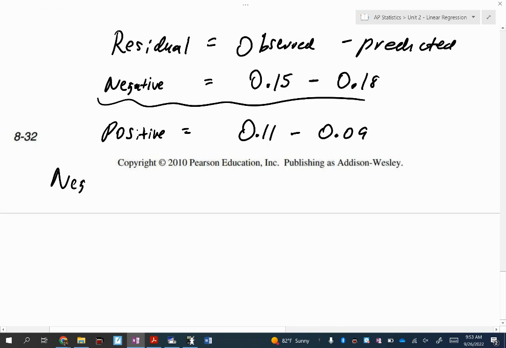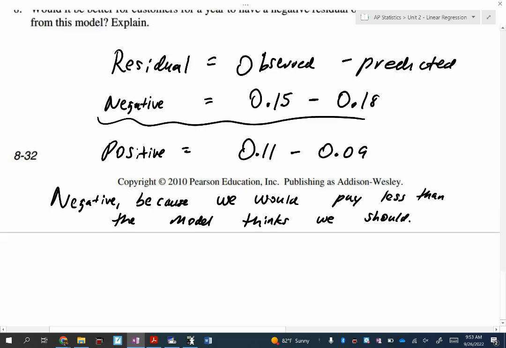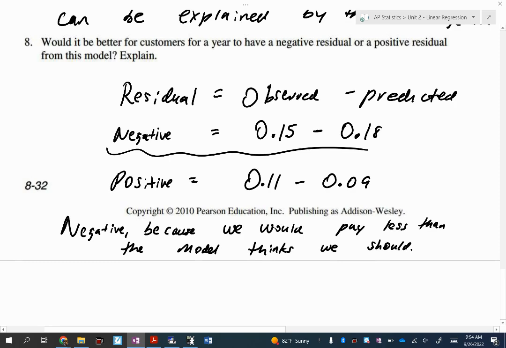So negative because we would pay less than the model thinks we should. Right? And so in this scenario, a negative residual is what made sense for us, the consumer. All right? But that's not always the case. So just take a moment, think about the context of the problem, because it may not be true. It might actually be better to have a positive residual. All right? Are there any questions about this?